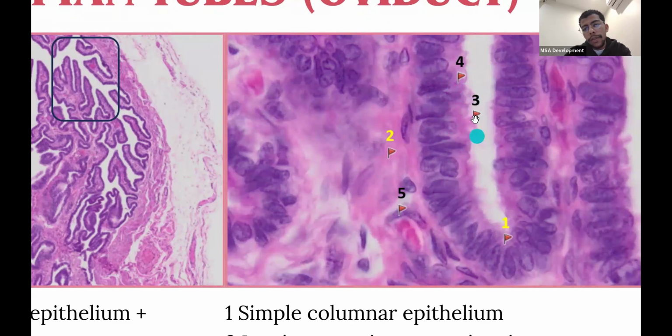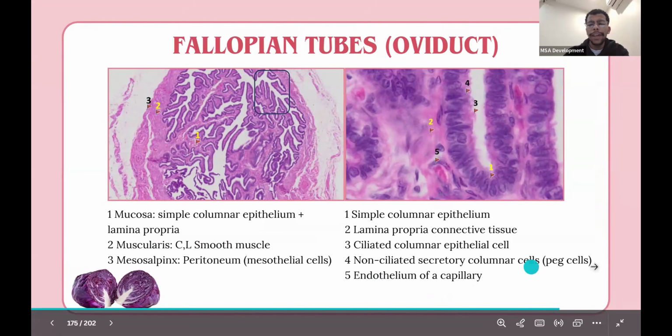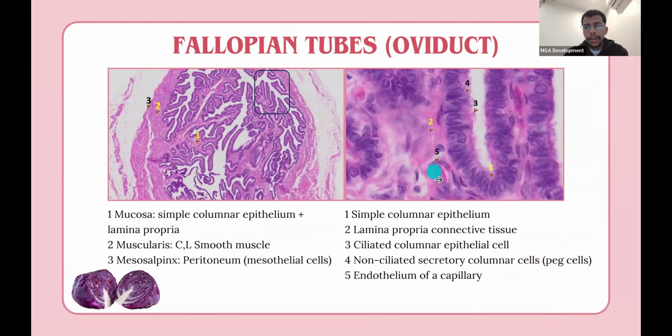The difference between them: 3, the ciliated one, is responsible for moving the ovum. 4 is for secreting substances to lubricate the oviduct itself. They're also called peg cells. And then can you guys see this? This is blood basically. So it's an endothelium of a capillary. Okay.